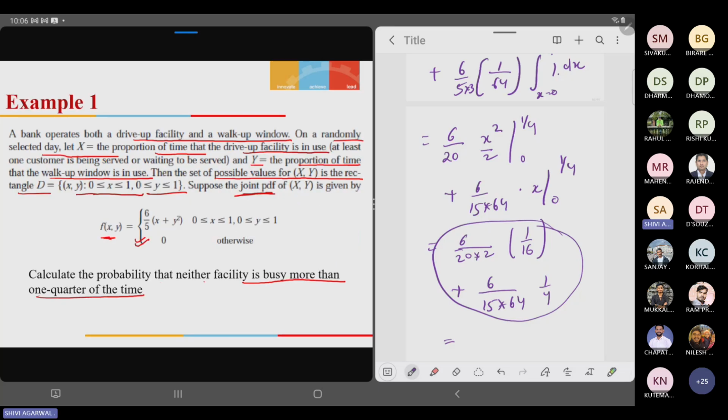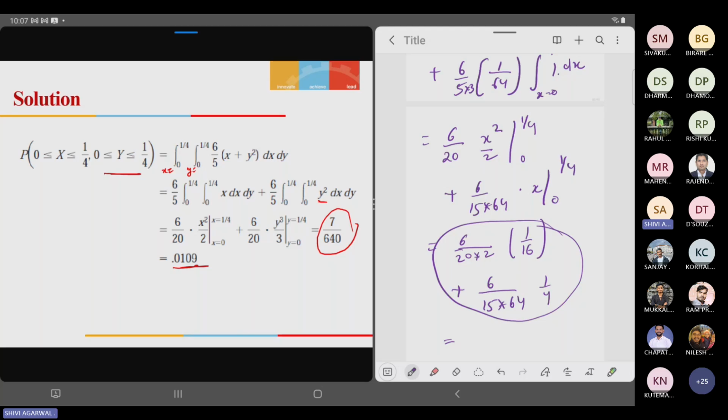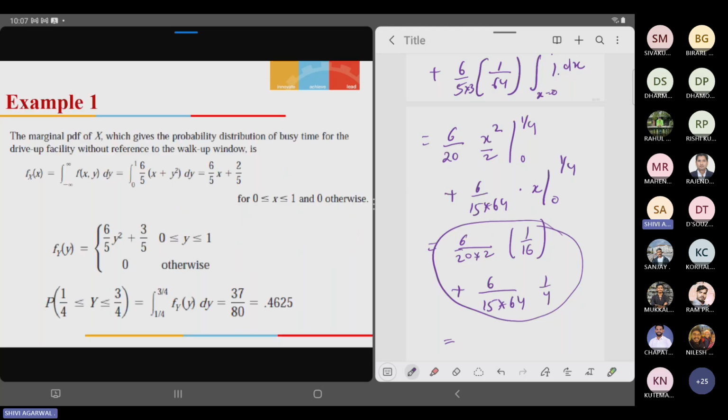The question is: calculate the probability that neither facility is busy more than 1/4 of the time. X and Y gone, definitely we have to write the limits also. For 1/4 of the time, that's why 0 to 1/4 and 0 to 1/4. We are integrating and we are getting the answer. I showed you the calculation also, the integration also. I believe that you have to do it.